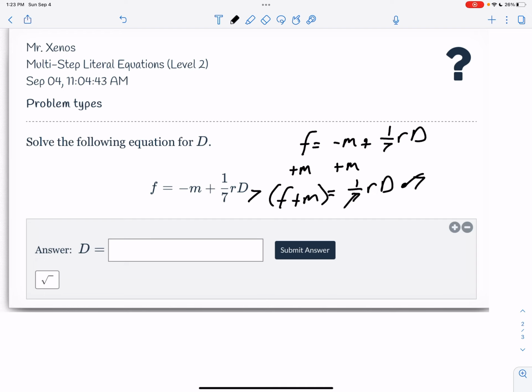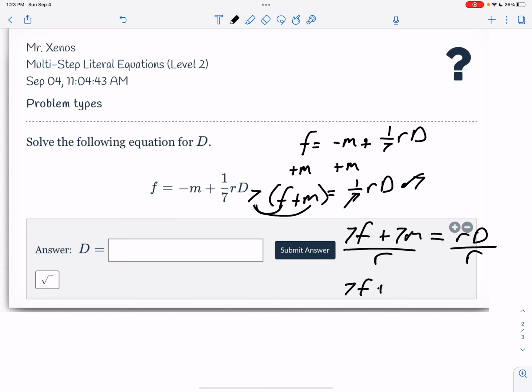Okay, so then I'm going to distribute this because I want to simplify both sides. 7 times f is 7f. 7 times m is 7m because they don't have coefficients that are different than 1. And on the right side, my 7's canceled, and I got rd. Okay, last but not least, I don't like this r on the variable I'm looking for, d. So I'm going to divide everything by r. So I will get 7f plus 7m over r. The r is canceled right here, and I get d.